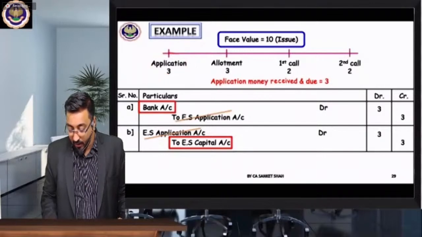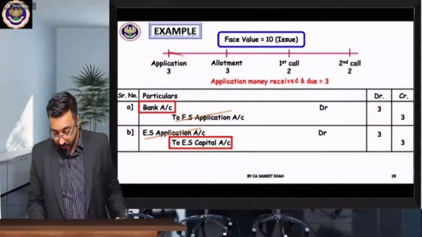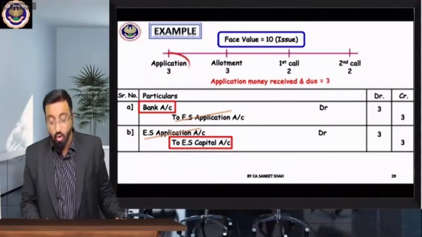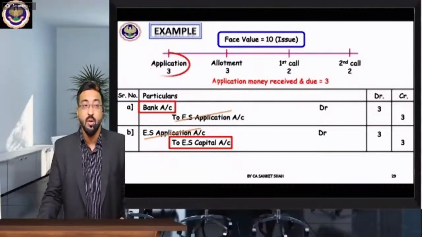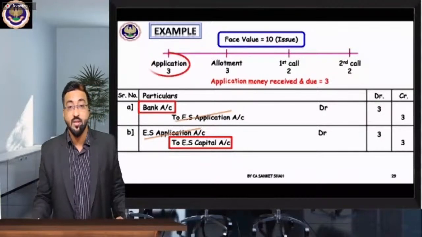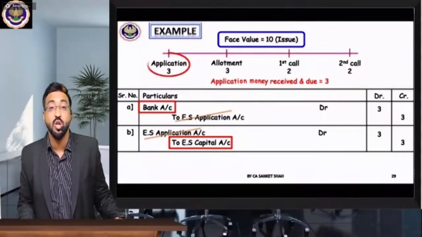So friends, first one, bank balance will be carried to cash and cash equivalents, and equity share capital will be carried to, yes, under equity, to shareholders' fund.